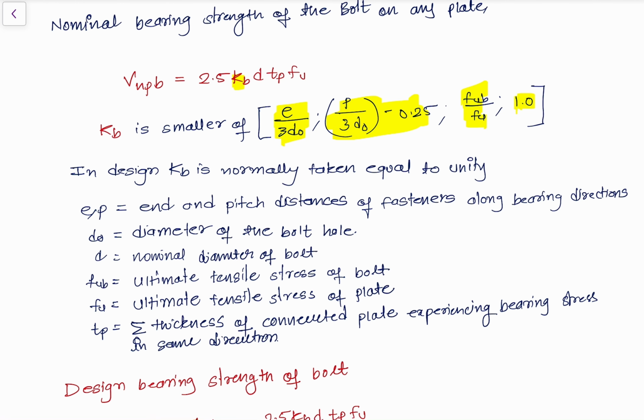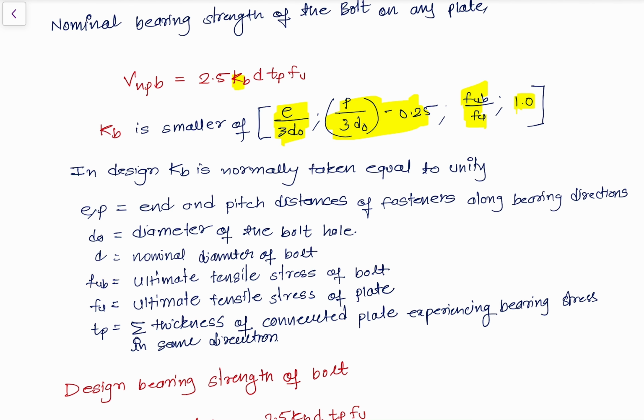d0 is the diameter of the bolt hole. d is the nominal diameter of the bolt. fub is the ultimate tensile stress of the bolt, and fu is the ultimate tensile stress of the plate. See, there is a difference: fub for the bolt, fu for the plate, and everything is given in your IS code, so no worry at all. What is tp? tp is the summation of the thickness of the connected plates experiencing bearing stress in the same direction. That is very important.